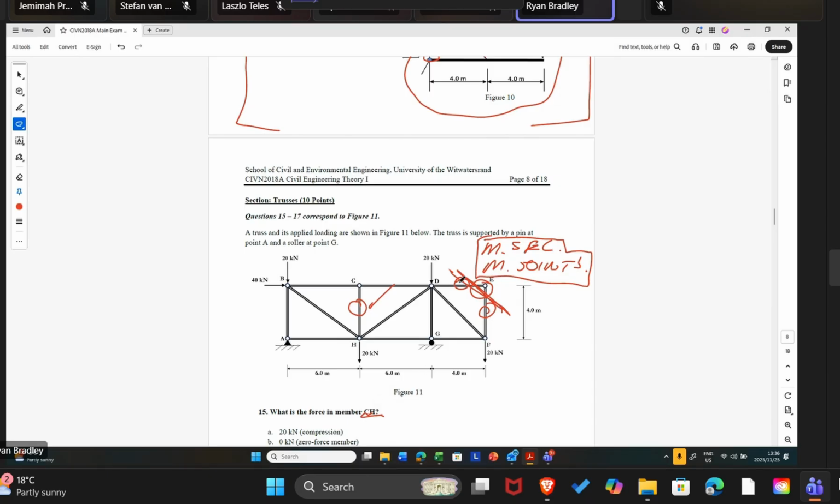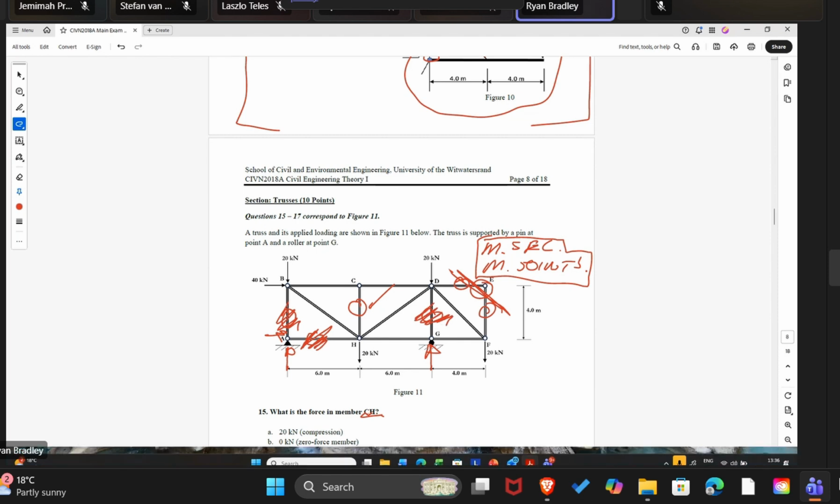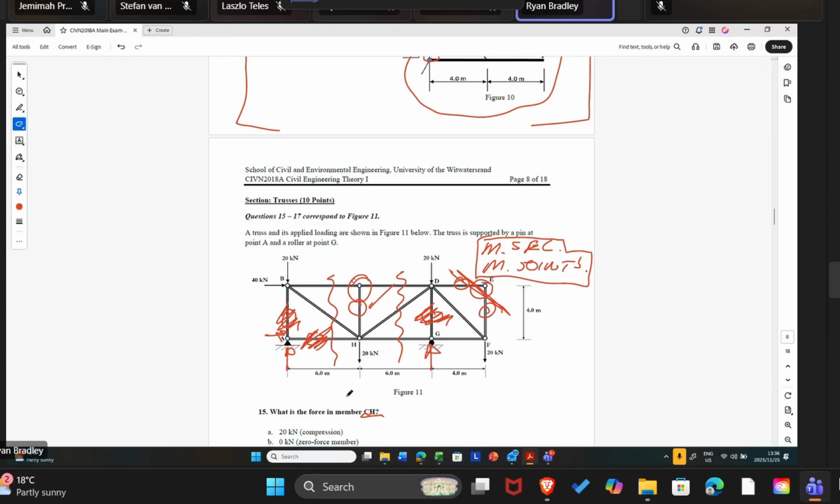Zero force member. What's the force in DE? Zero force member. This member here is not a zero force member. It's going to be equal to that reaction force. This here is also going to be equal. And this is going to be equal to that. So these forces here are not zero. They're going to simply balance with those forces. So these guys aren't zero. They are simply going to balance with reaction forces. And then if asked for any other forces, we can simply cut the structure or consider method of joints.